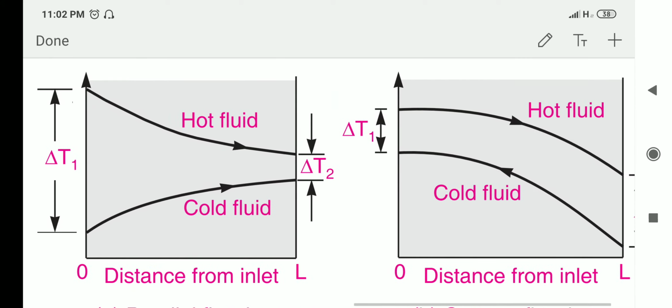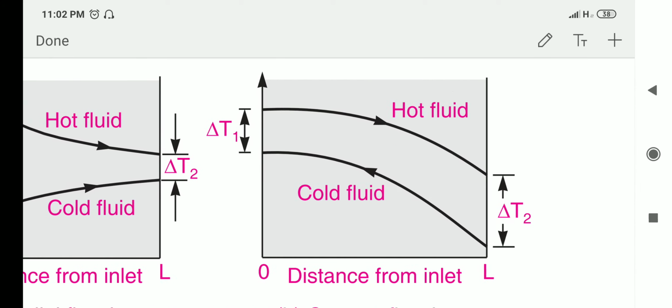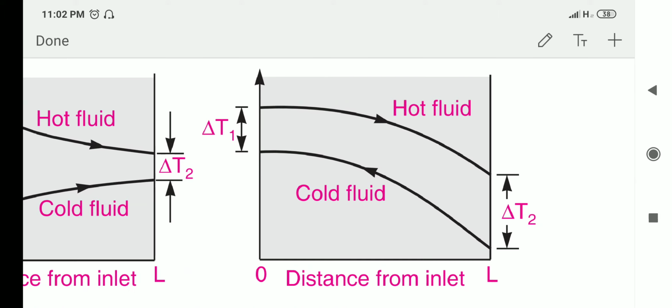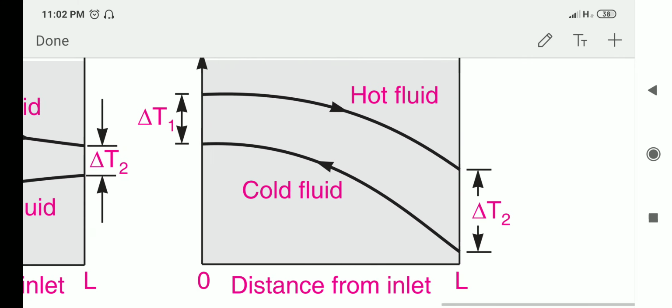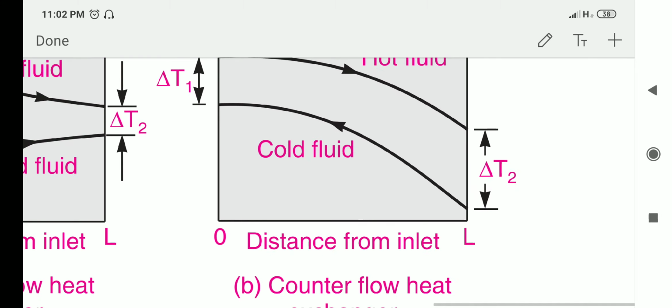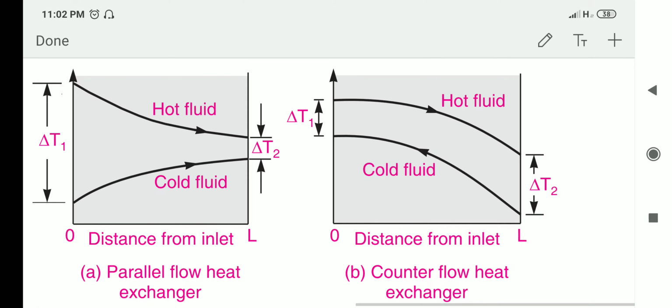But for the counterflow heat exchanger, although the hot fluid loses its temperature to the cold fluid and the cold fluid increases its temperature, since the orientation of the flow is different, the graph will be coming like this, because the cold fluid enters at the right position and it goes out through the leftmost end.